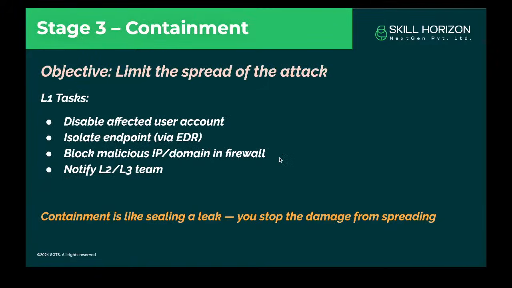The next stage is containment. Containment is basically stopping the bleeding. If a user account is compromised, you need to disable it. If your system is infected, you need to isolate it. If malicious IPs are detected, then block them in the firewall. The goal is to stop lateral movement or data theft while deeper investigation continues.